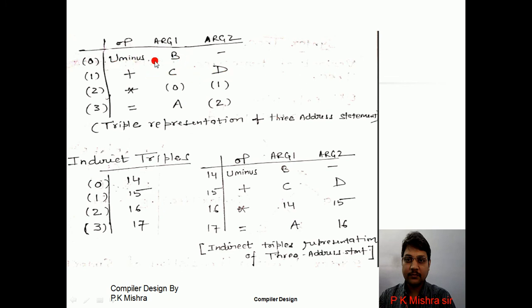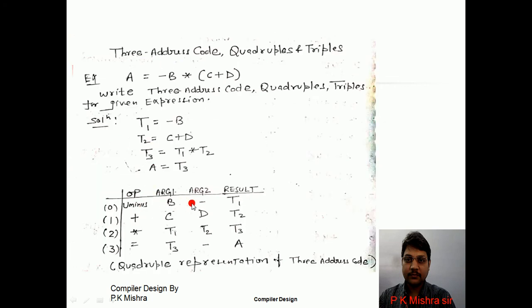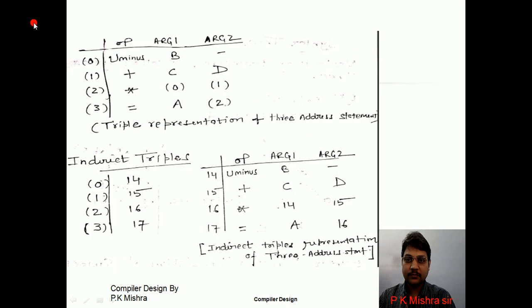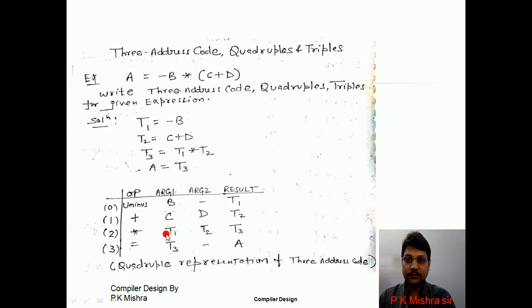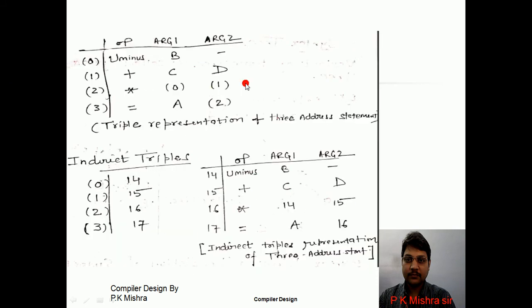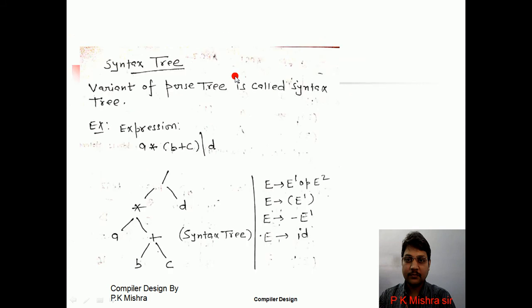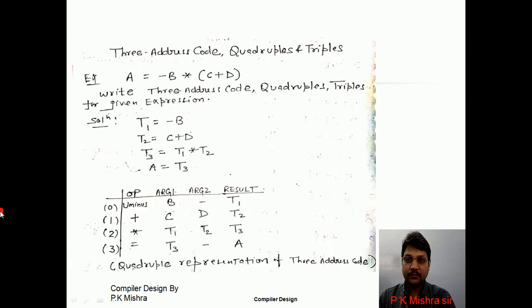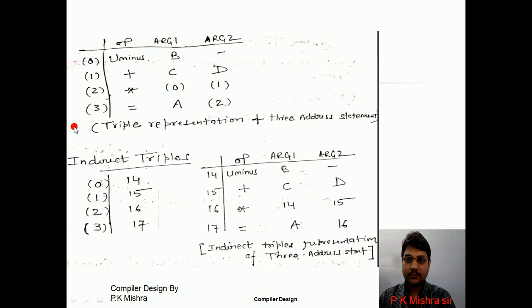See, what is the triples representation for the first statement? Unary minus, b, and argument 2 is nothing, so a dash. Now for the second statement: plus, c, d. It is also the same. Now for the third statement: multiplication sign, t1, t2.